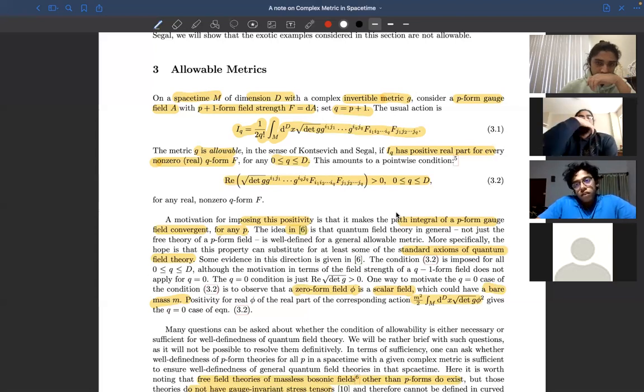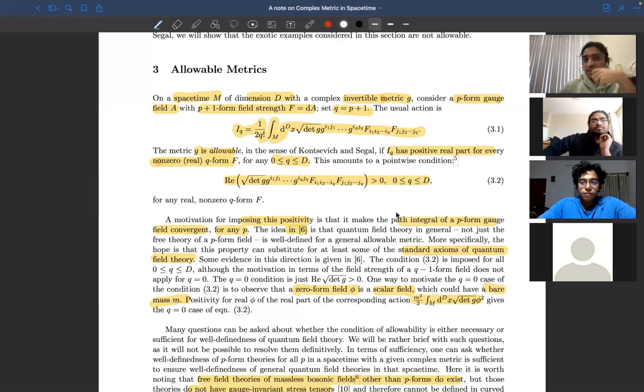Since we were on the topic of how to define these allowable metrics, what is essentially happening is, there's a p-form gauge field and a p+1 form field strength.